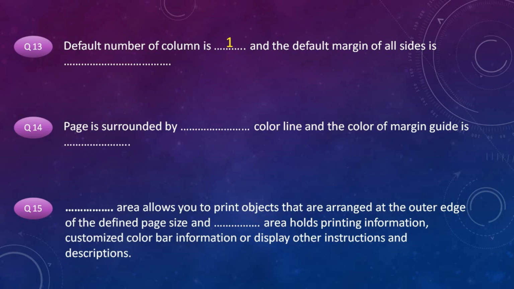The default number of column is 1 and the default margin of all side is 0.5 inches or it's 12.7 mm. Page is surrounded by black color line and the color of margin guide is magenta. Bleed area allows you to print objects that are arranged at the outer edge of the defined page size, and slug area holds printing information, customize color bar information, or display other instructions and descriptions.